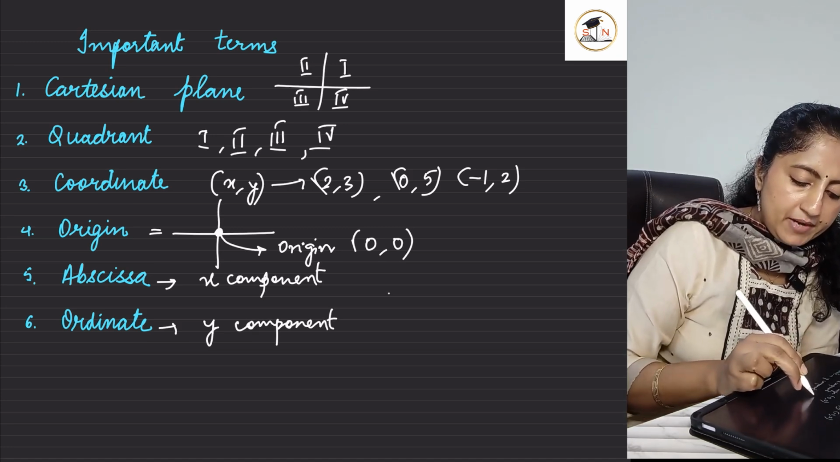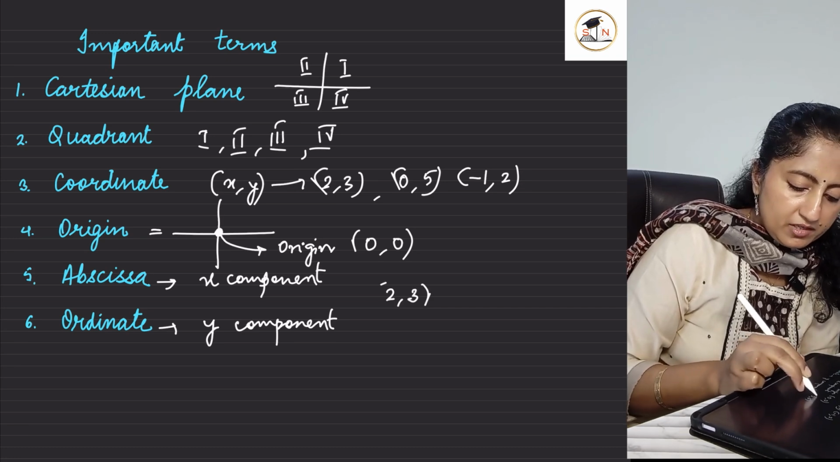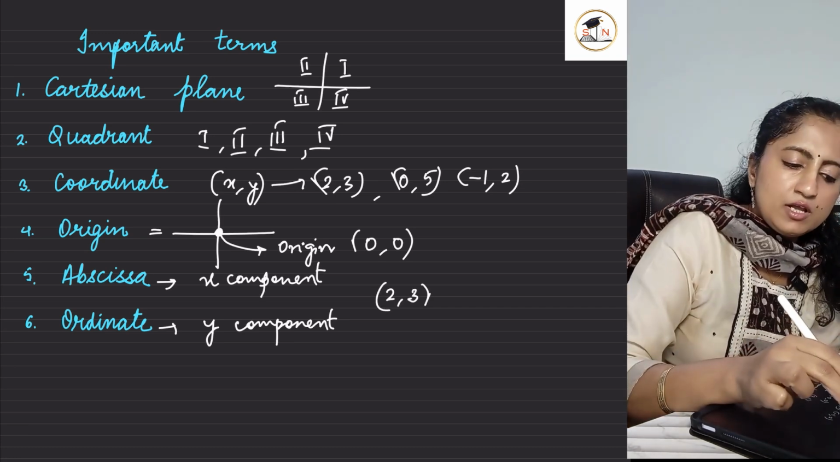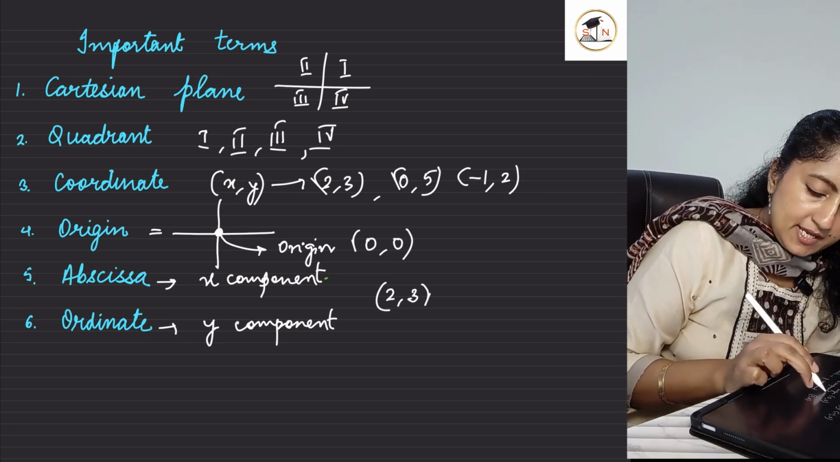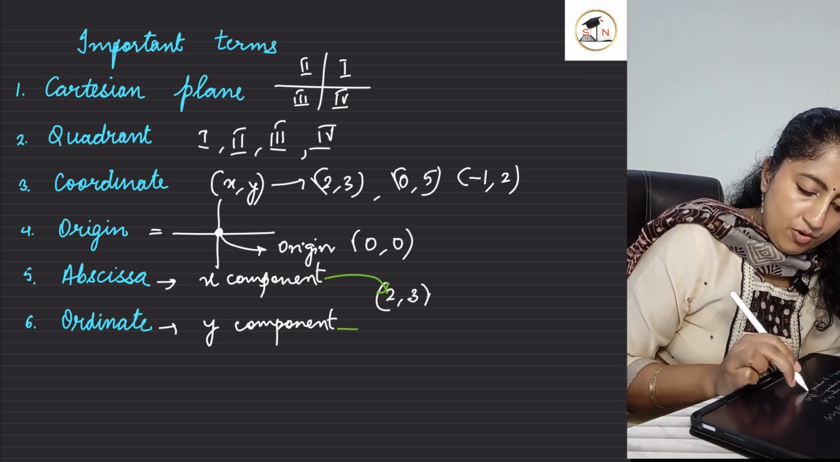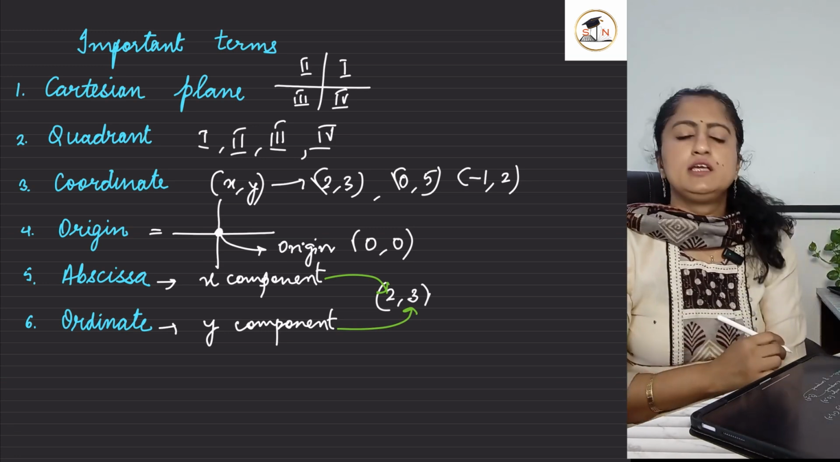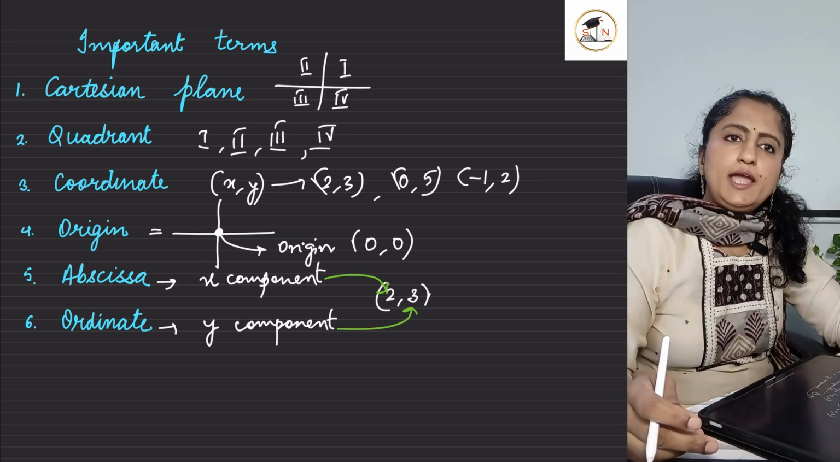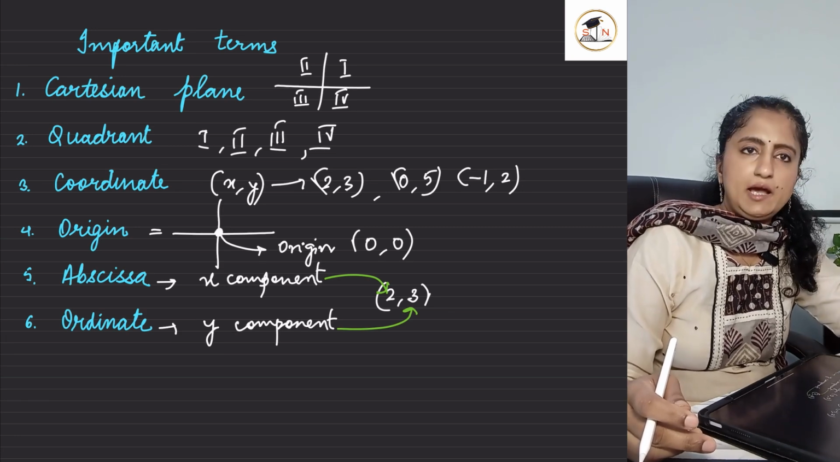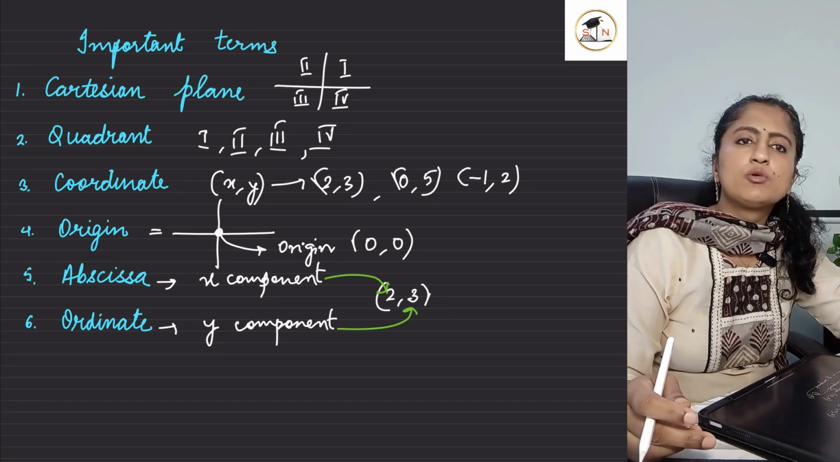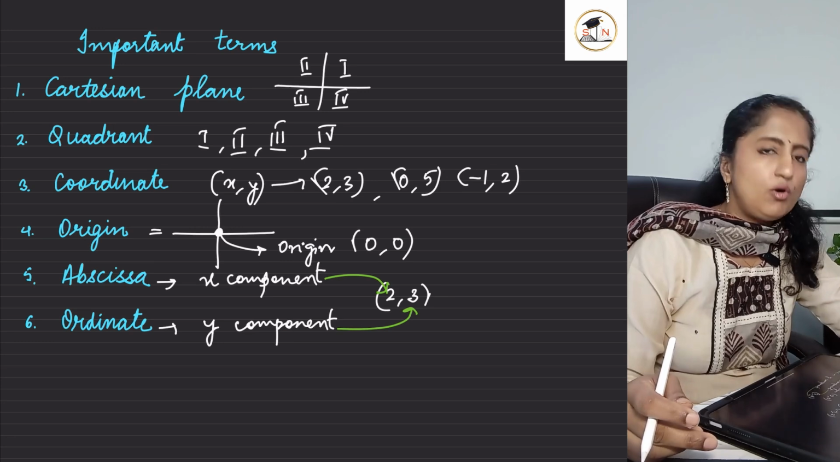Now, for example, if I'm writing a coordinate 2, 3. So what is your abscissa and what is your ordinate? Abscissa is 2 and ordinate is 3. So in any coordinate, your x component is always your abscissa. In any coordinate, your y component is always the ordinate.